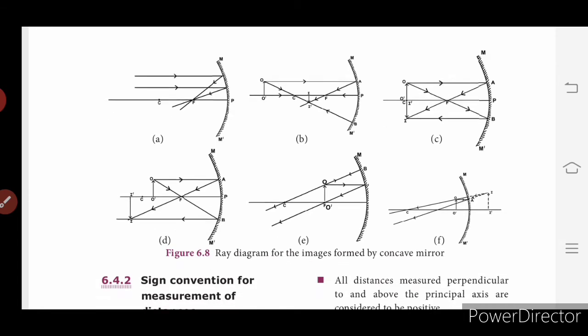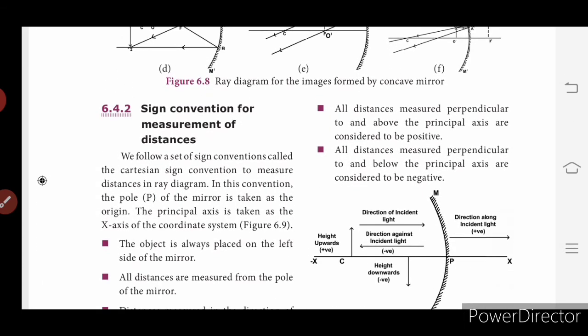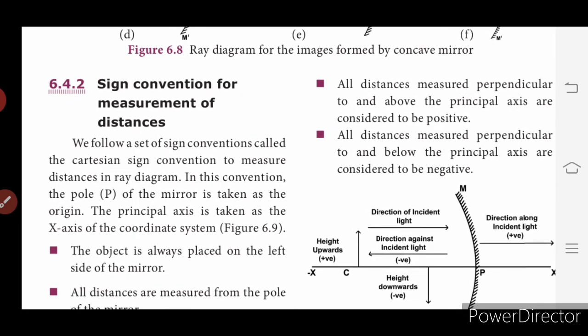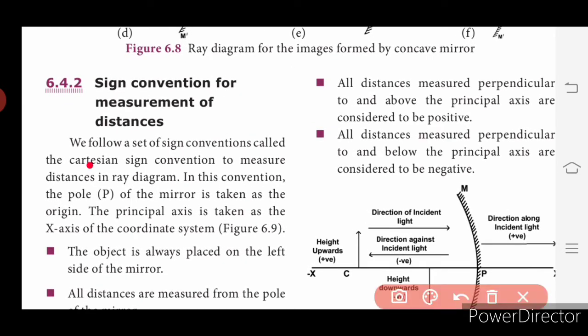Okay, next, the sign convention for measurement of distances. What is sign convention? We follow a set of sign conventions called the Cartesian sign convention to measure distances in a ray diagram. So in this convention, the pole P, that is the center of the mirror, is taken as the origin.